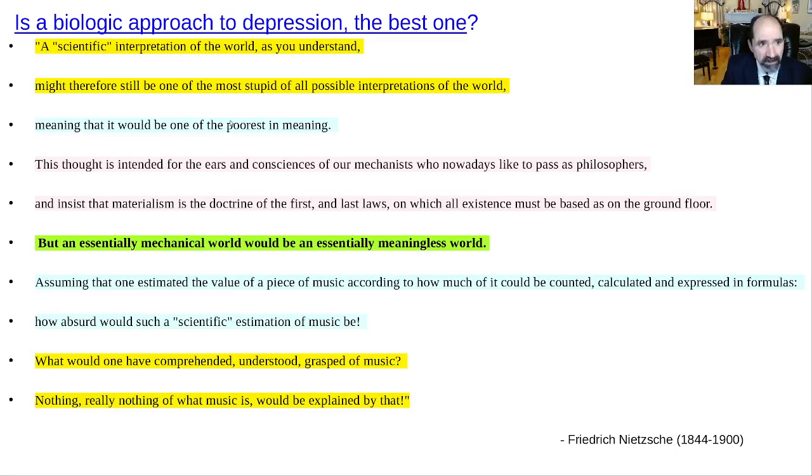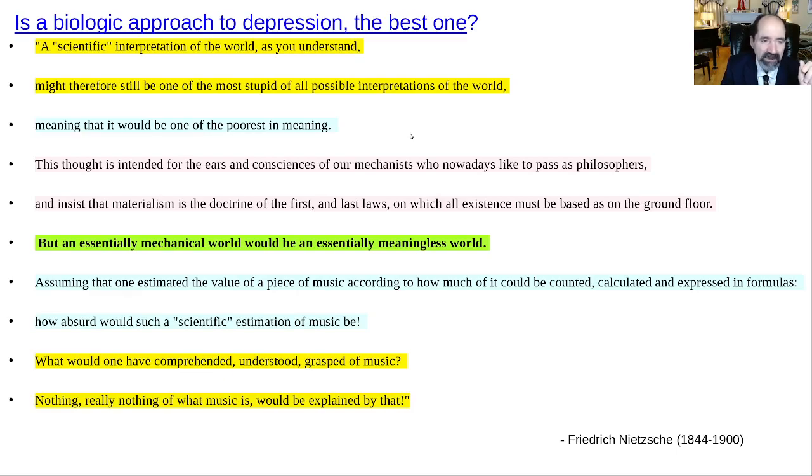Nietzsche says this about music. A scientific interpretation of the world, as you understand, might therefore still be one of the most stupid of all possible interpretations of the world, meaning that it would be one of the poorest in meaning. This thought is intended for the ears and the consciences of our mechanists, who nowadays like to pass for philosophers.